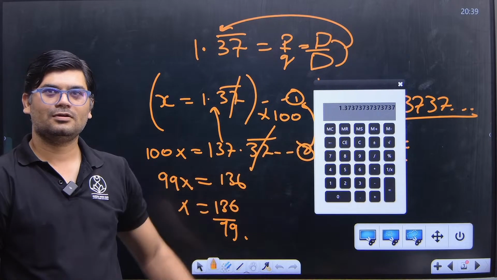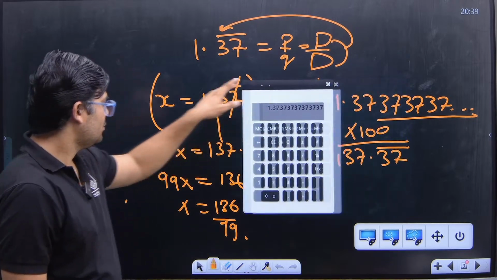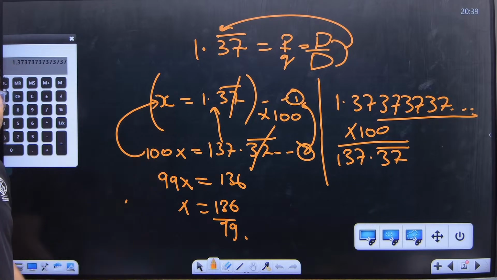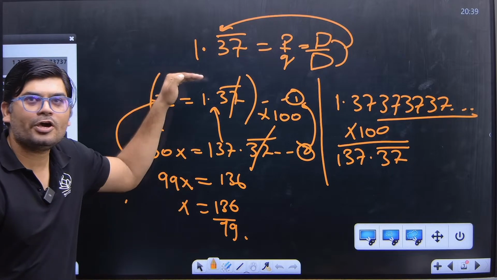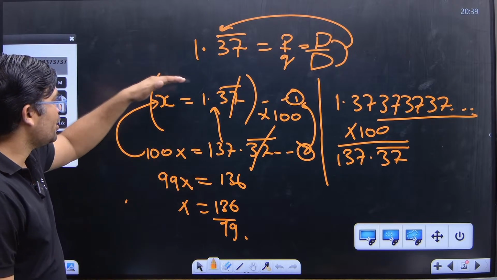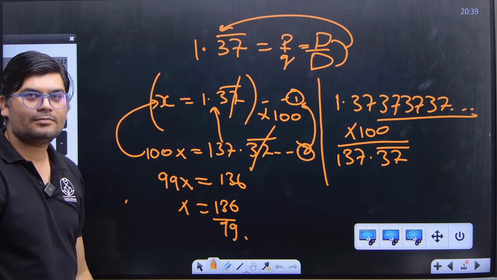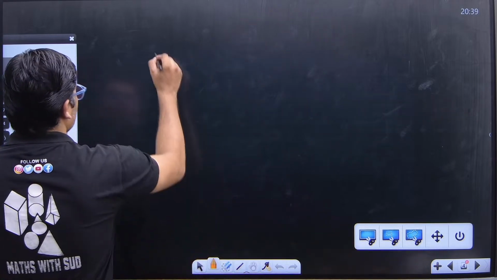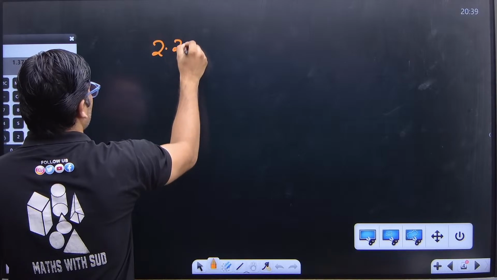But sir, I didn't understand how you got 99x. Why did you minus 1? Because 100 minus 1 is how much? I subtracted the above equation from the below equation. All right. Yes, sir. Let us take one more example. So suppose 2.23 bar.